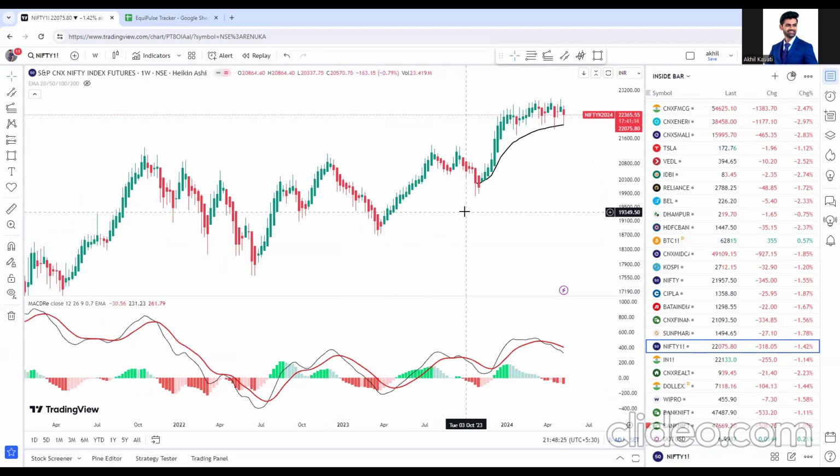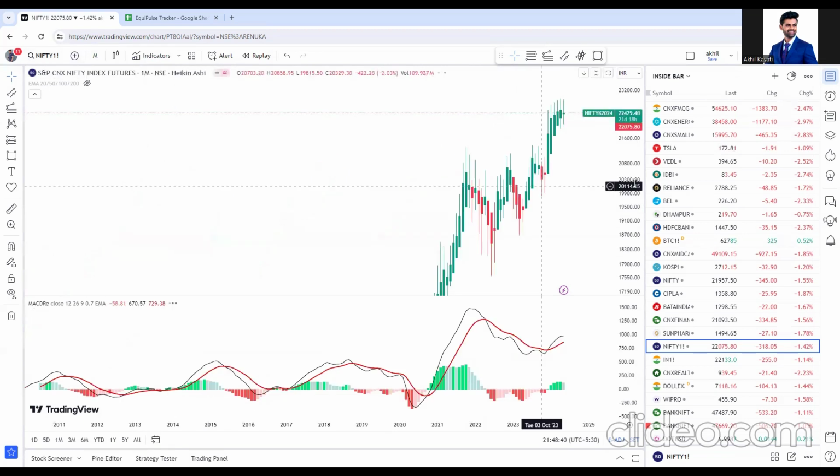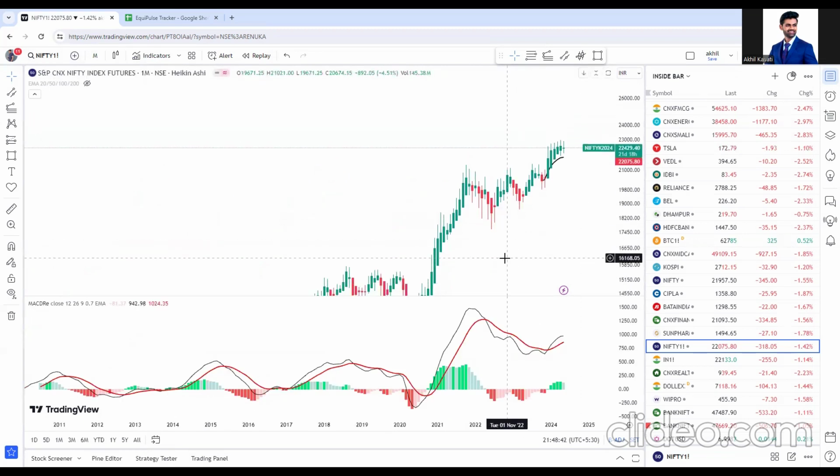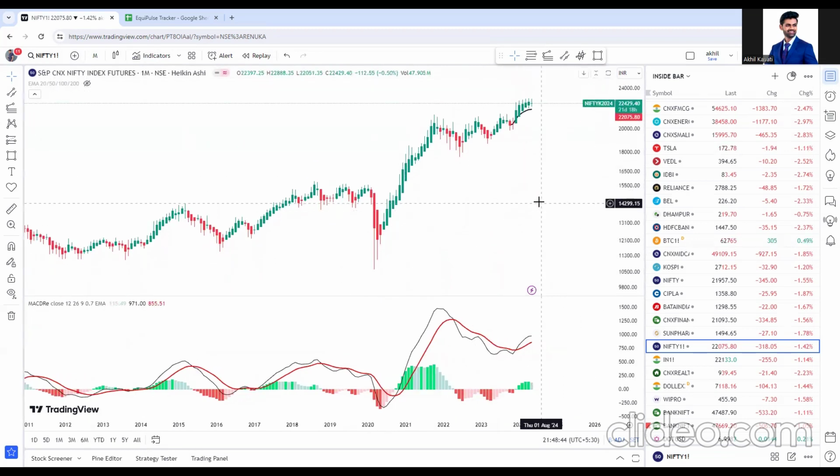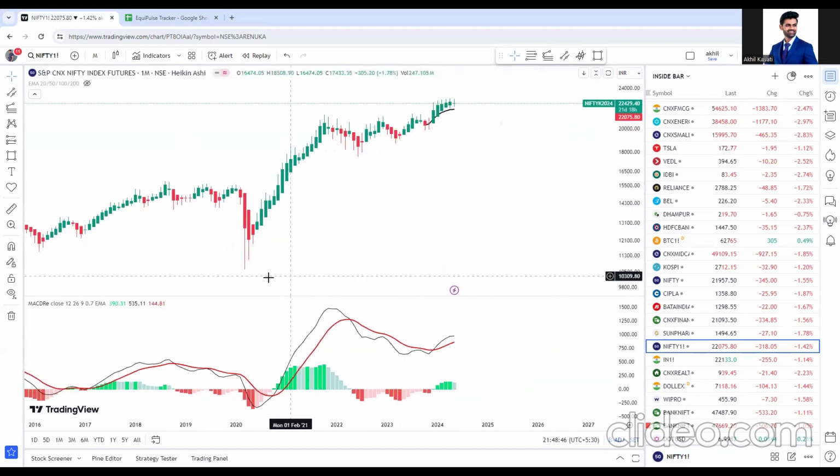Again, let's go back and also see where we are currently, and how market cycles appear, and how you can take the most advantage of them, right? So let me go to a monthly time frame and go back to the COVID period. You see, this was the period when we bottomed out.